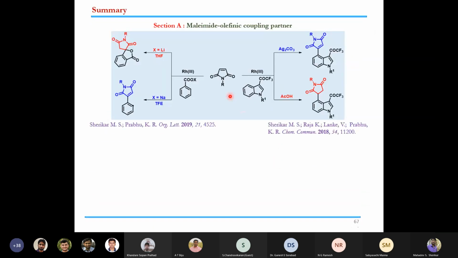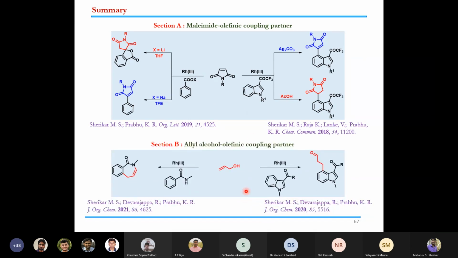So in summary, we have shown the coupling patterns of maleimide at the C4 position of indole as well as the ortho position of benzoic acid in section A. While in section B, we have shown the coupling patterns of allyl alcohol at the C2 position of indole and the ortho position of benzamide as a directing group under rhodium catalysis.